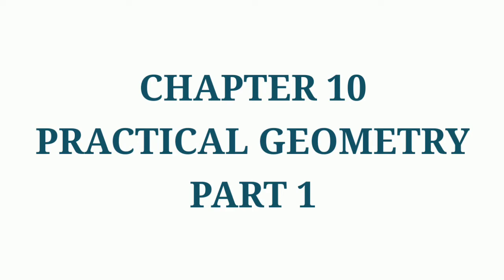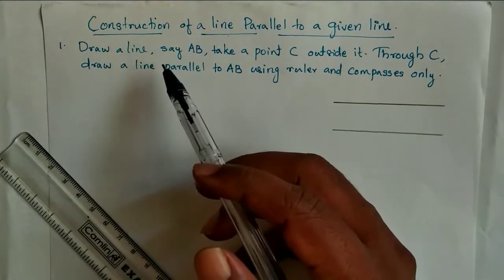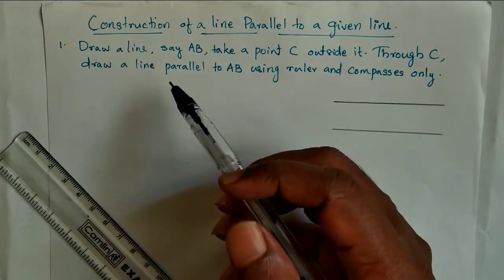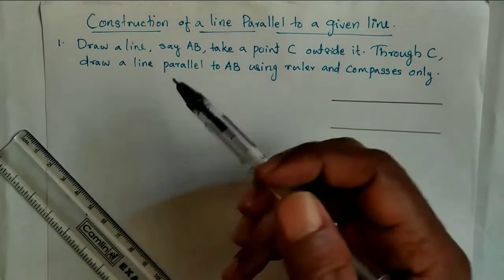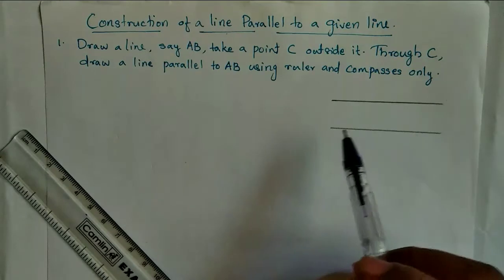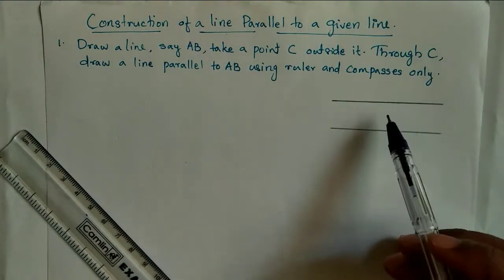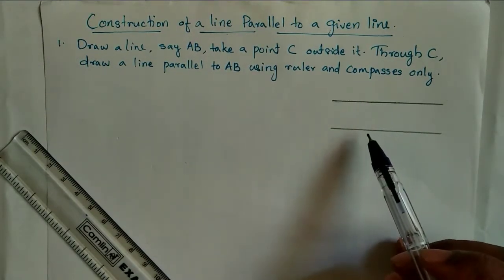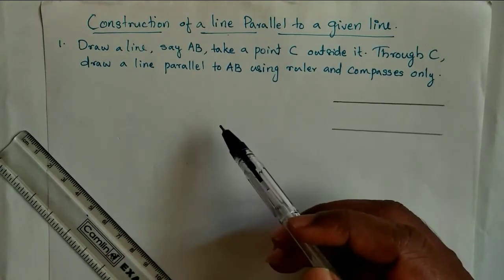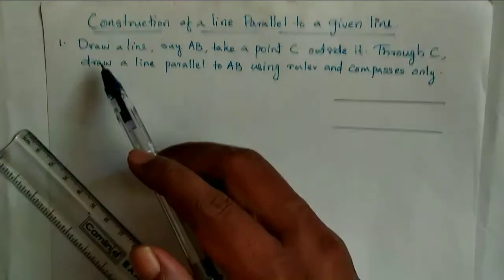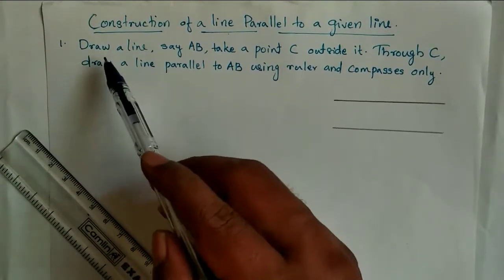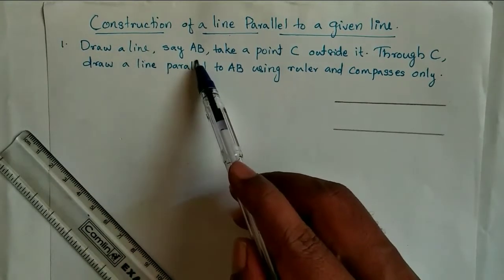Chapter 10, Practical Geometry, Part 1. In this chapter, we have to construct parallel lines and construct triangles. So, what are parallel lines? We know that two lines with equal distance between them everywhere are called parallel lines. Okay, so we have to discuss how to construct parallel lines.